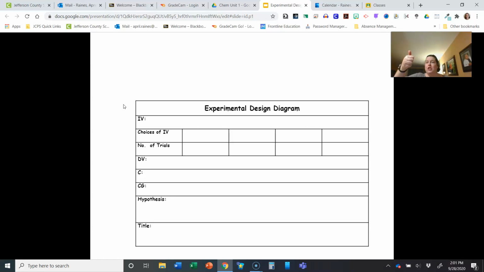It doesn't need to be a question. It needs to be a statement. So we have to make sure that we're following some of those guidelines, and we'll practice that as we go along.